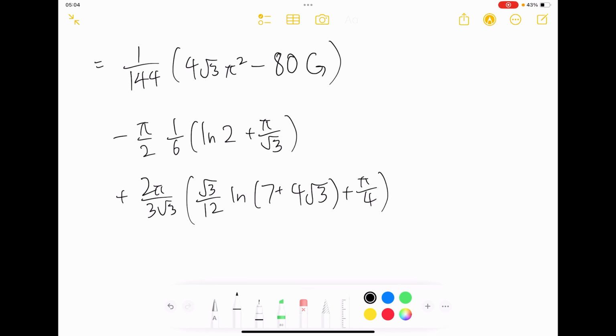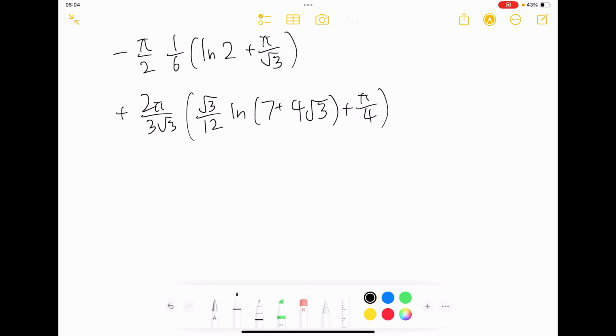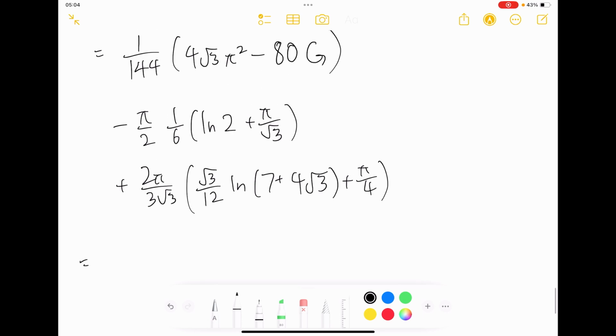Okay. Anyways, 4 divided by 144, that should be 36. So, it's pi squared divided by 36 times root 3, minus 80 divided by 144, which is 5/9 Catalan's constant, minus pi 12ths natural log of 2, and minus pi squared over 2 root 3. No, pi squared over 12 root 3, actually.